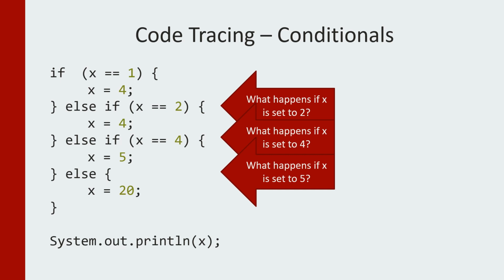Figure out what those prints are going to be. So I know the first time if x is set to 2, it should print 4. If it's set to 4, it should print 5. And if it's set to 5, it should print 20. And now when I run my code, I can actually see whether that happened or not. So tracing here has helped me find some potential bugs in my code.